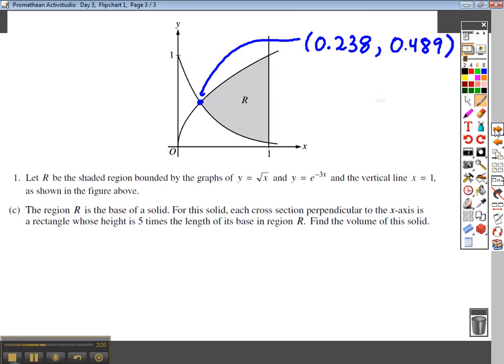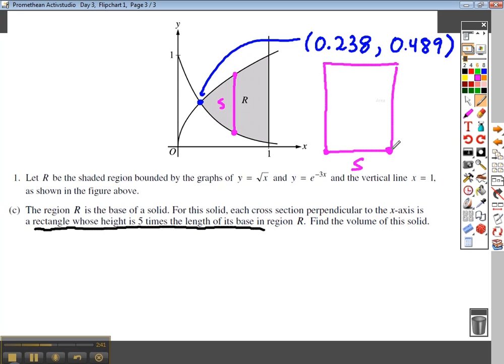Part C, which is the last part, says R is the base of the solid. For this solid, each cross-section perpendicular to the x-axis is a rectangle whose height is 5 times the length of its base. So pretend that the rectangles are going to be coming out of this graph. This is going to be our S. Pretend S is here. What we know about the rectangles is that they have a height that is 5 times their base, so 5s.